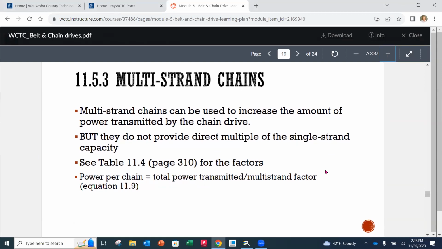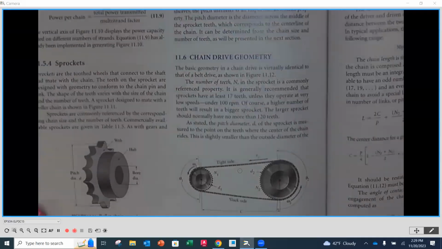Now, we can have multi-strand chains. If we're looking at one chain and we're like, I really wish I could put 2 of these together so that I could get more out of it, right? Unfortunately, they do not provide a direct multiple. If my one strand provides 10 horsepower that I can run through there, 2 of them is not going to be 20. There are factors available, and they're not quite a multiple of the number of strands.